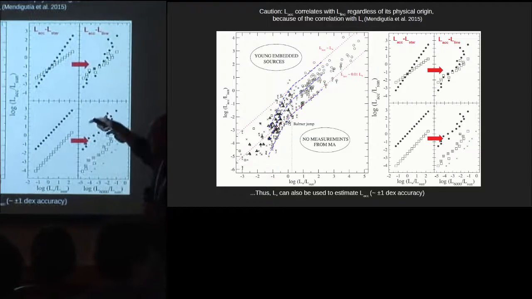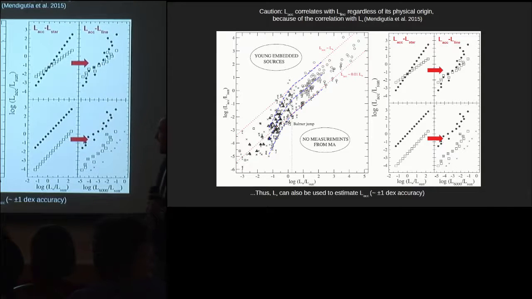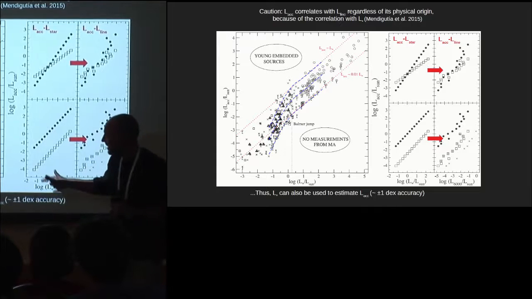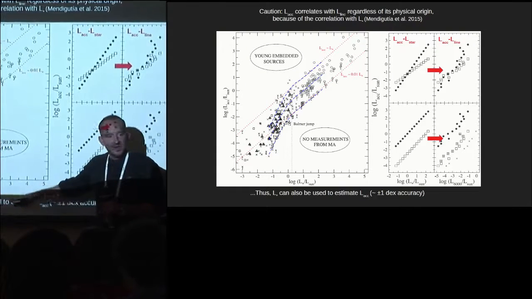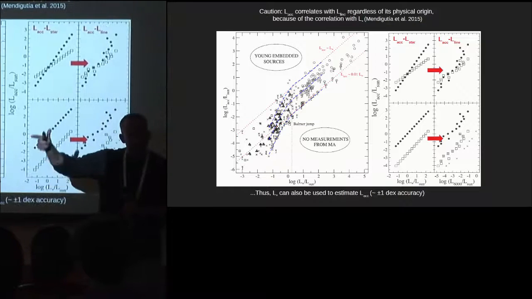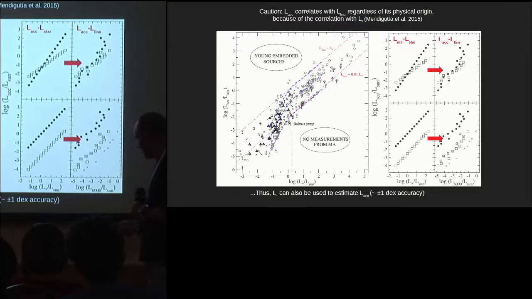I don't want to go into details; you can have a look through this paper if you're interested. The point here for this talk is that we can measure accretion rates from the line luminosities, but we can also use this correlation to derive accretion luminosities from the stellar luminosity. And the scatter and the accuracy are practically the same, one order of magnitude.